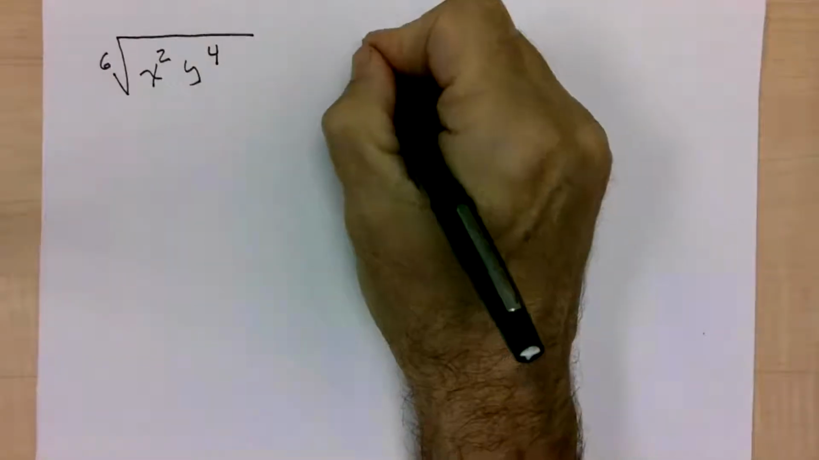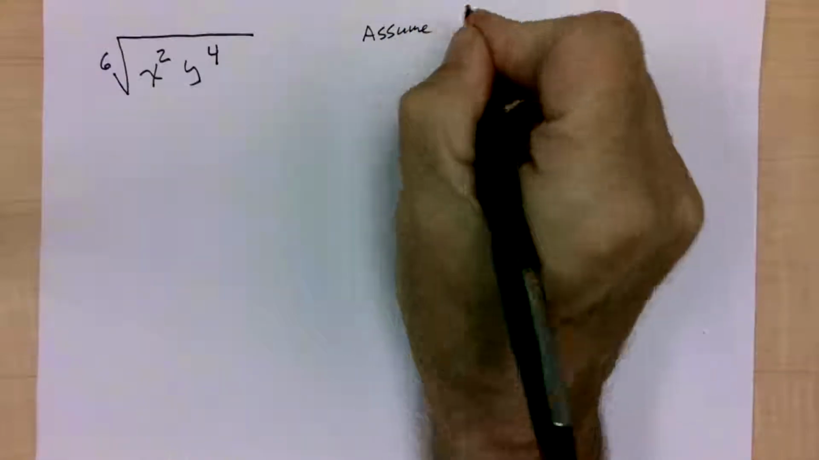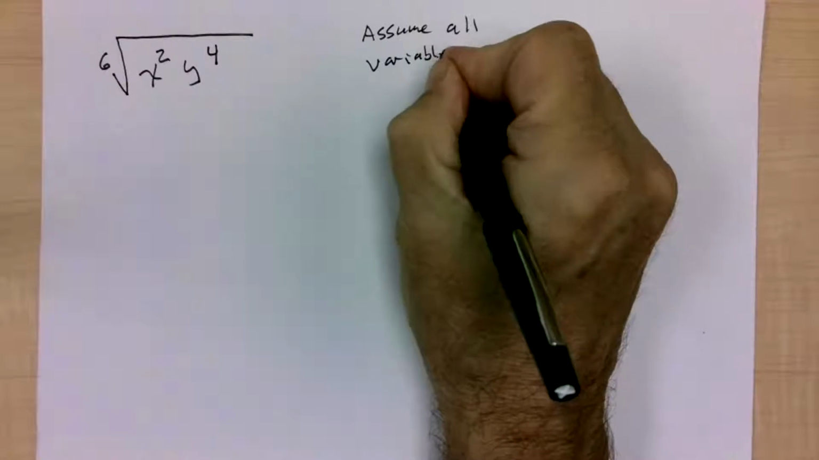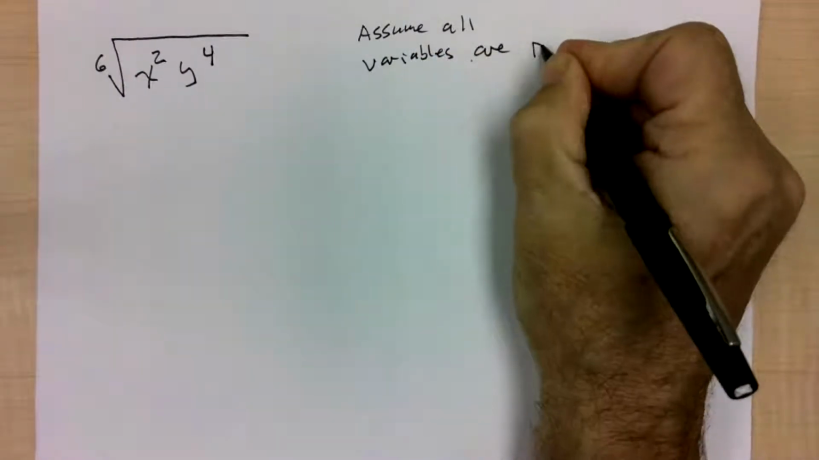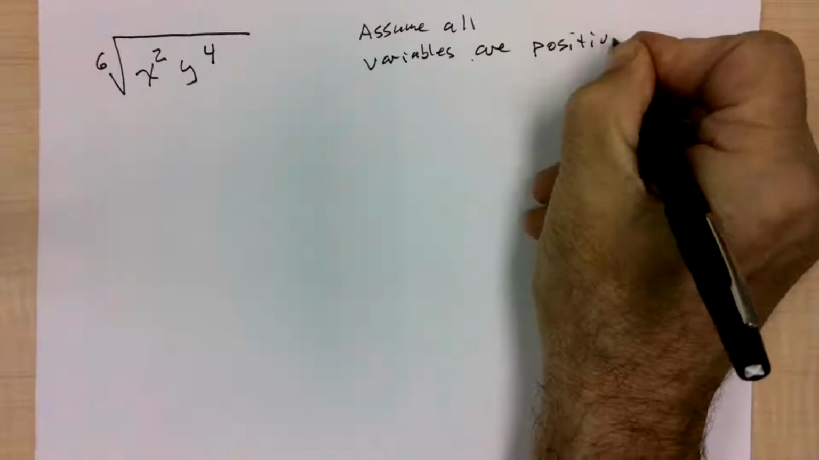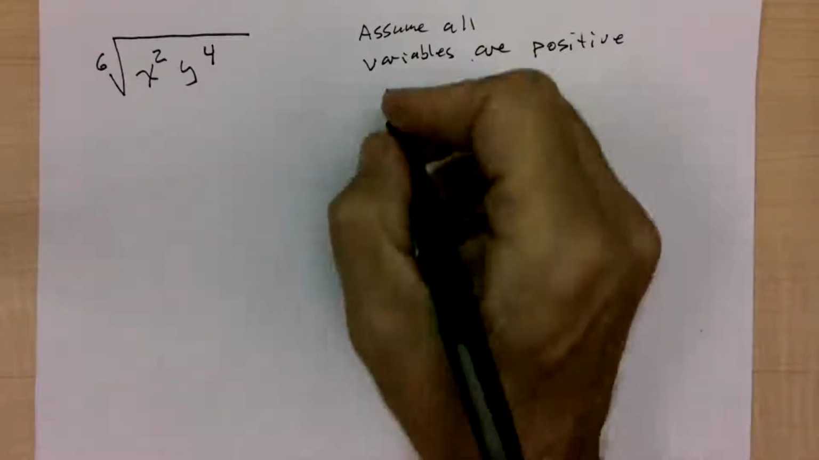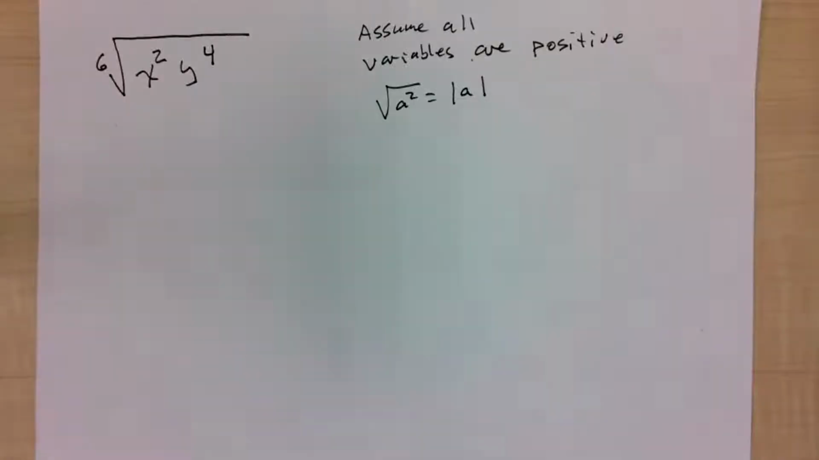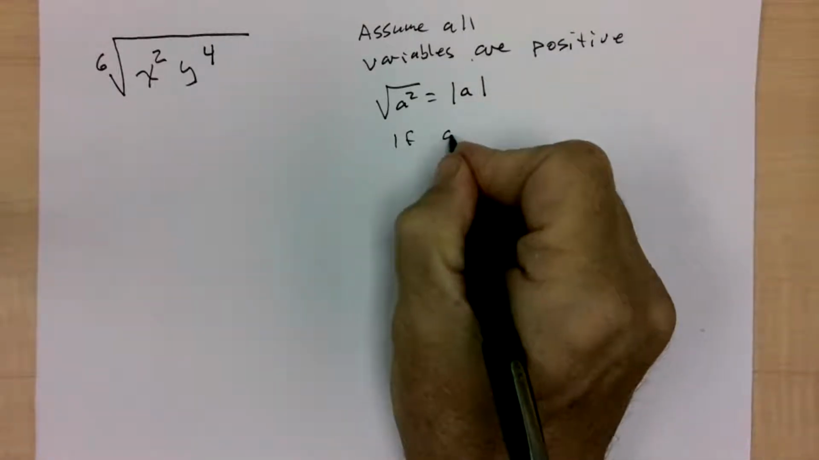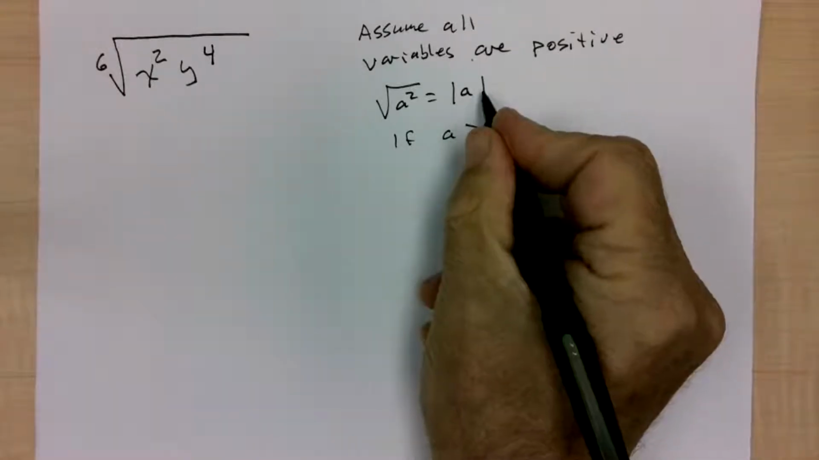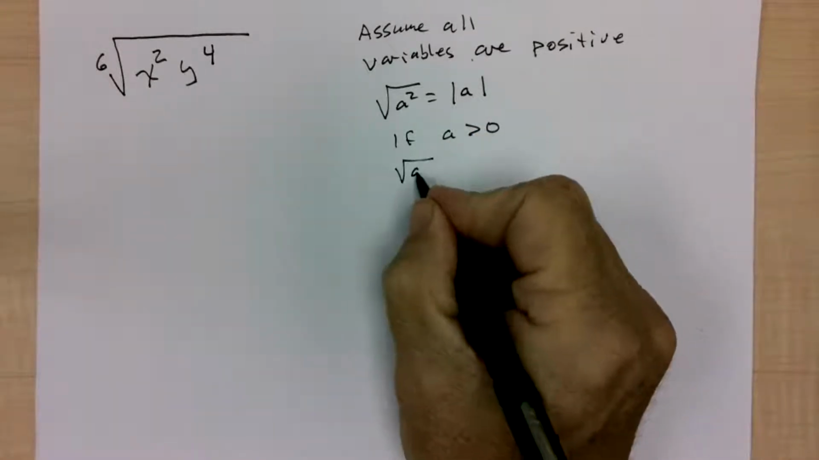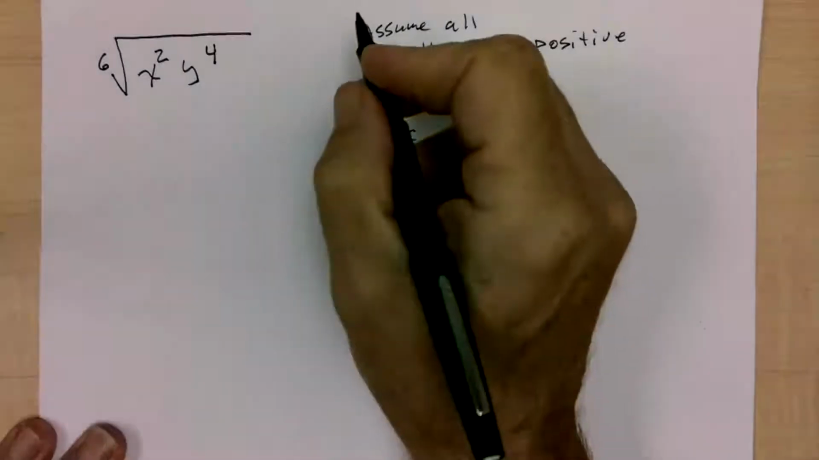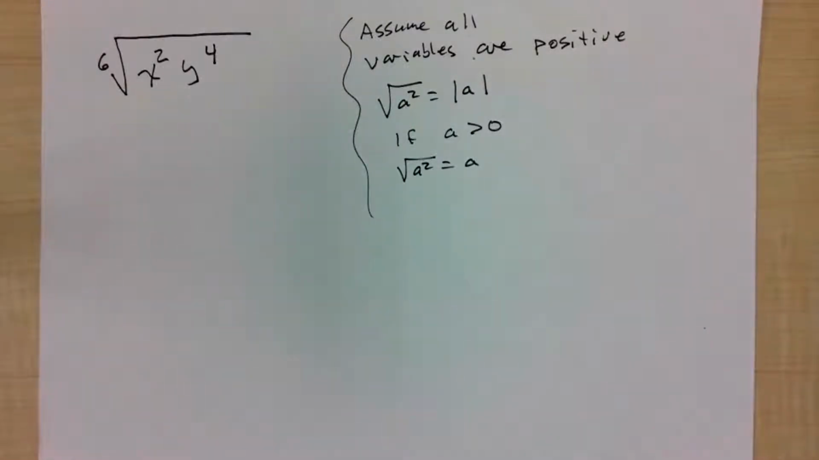And for this video, let's assume all variables are positive. That makes things a little easier to work with. Just a quick note, remember that if you have the square root of a squared, it's actually the absolute value of a. But if a is positive, if a is greater than 0, absolute value of a equals a. If that's the case, the square root of a squared equals a. So for the sake of this video, we're going to assume that the variables are positive, just to avoid that circumstance.